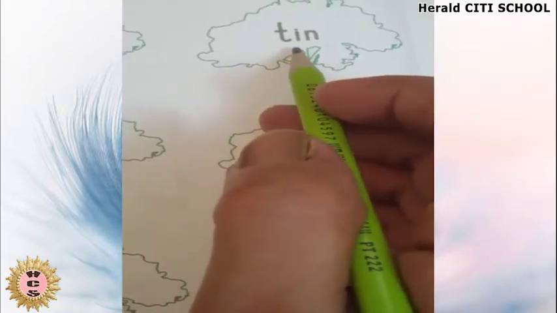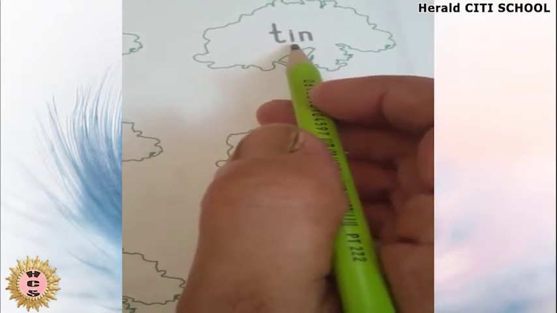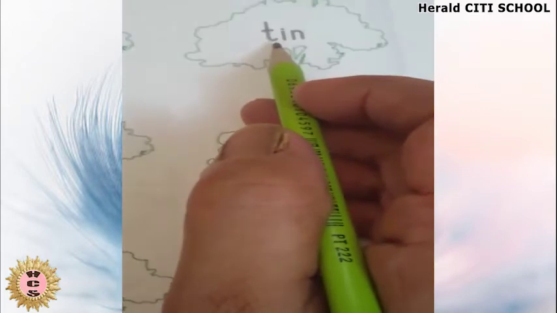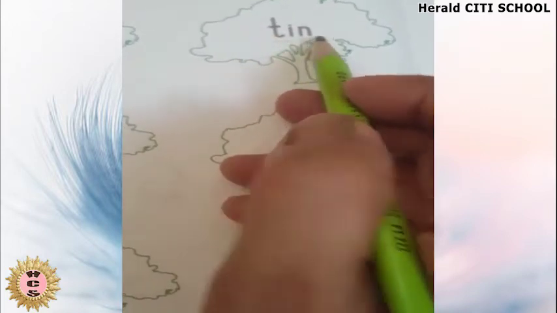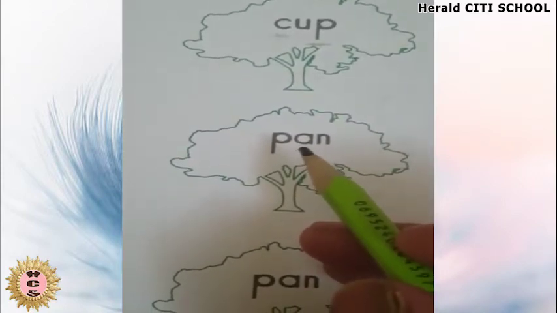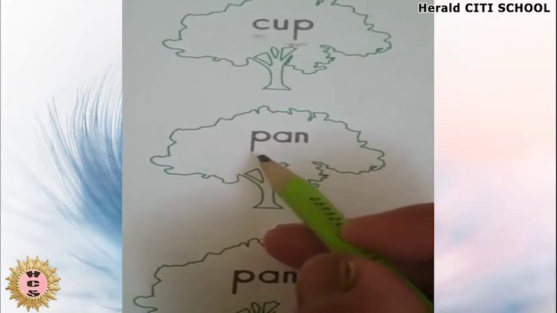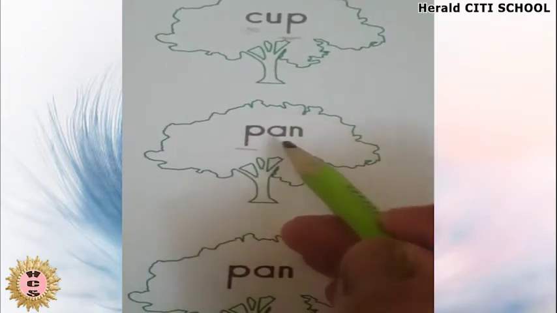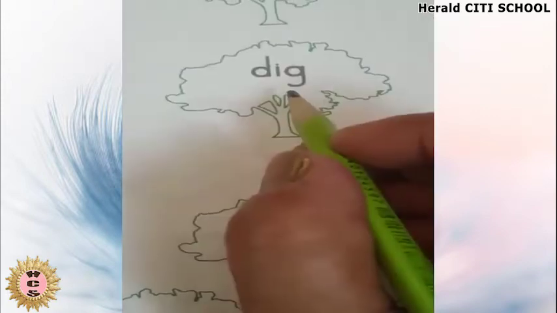Children, which one is the vowel? Yes, very good. I is a vowel. So you have to underline T and N. Now children, tell me which one is the vowel? A, very good. So you have to underline P and N because both are consonants.